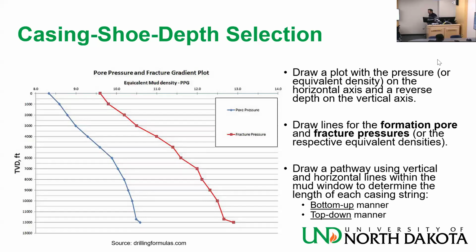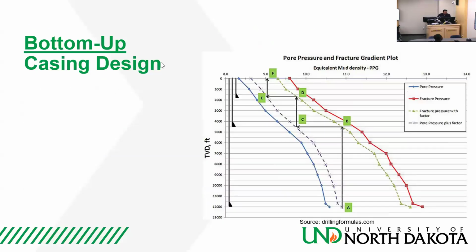Now, any question on the mud window? Where it says here, and I know there is a typo, it's not my plot, equivalent mud density, think of it as pressure. Pressure increases, depth increases. And these are the two lines. I want to use this diagram to see how many casing strings I need to use for my well. So this is the bottom-up casing design.